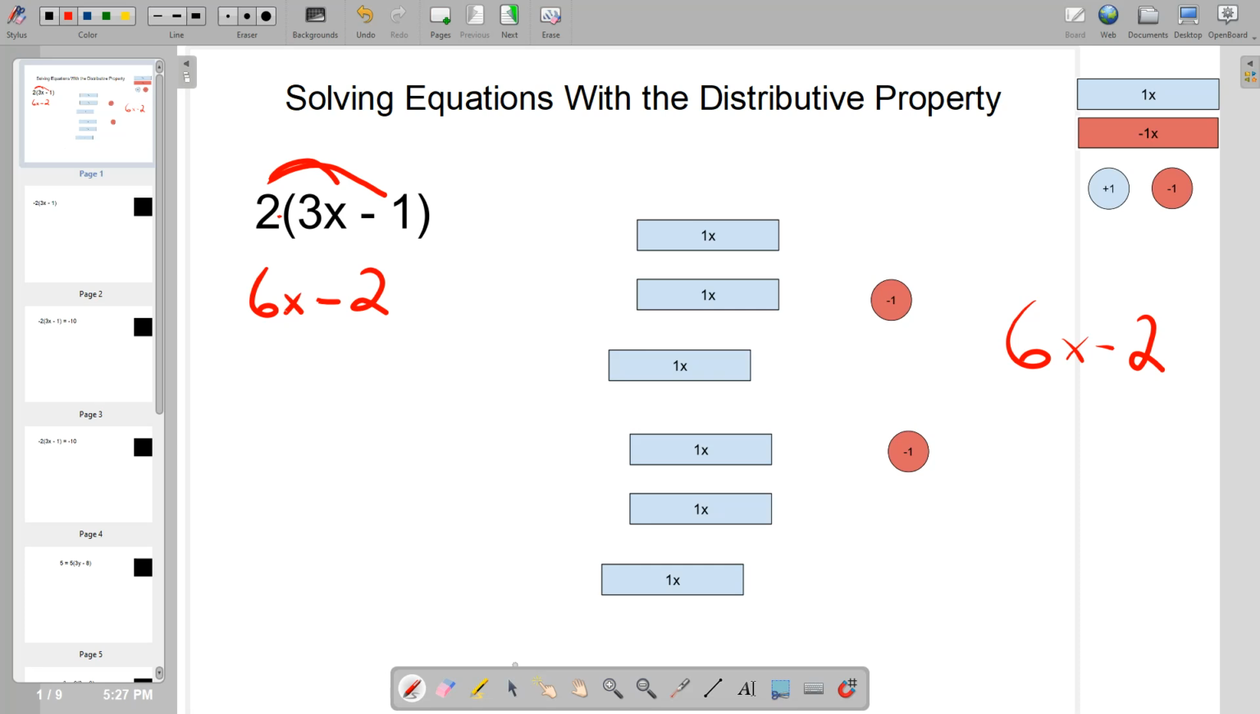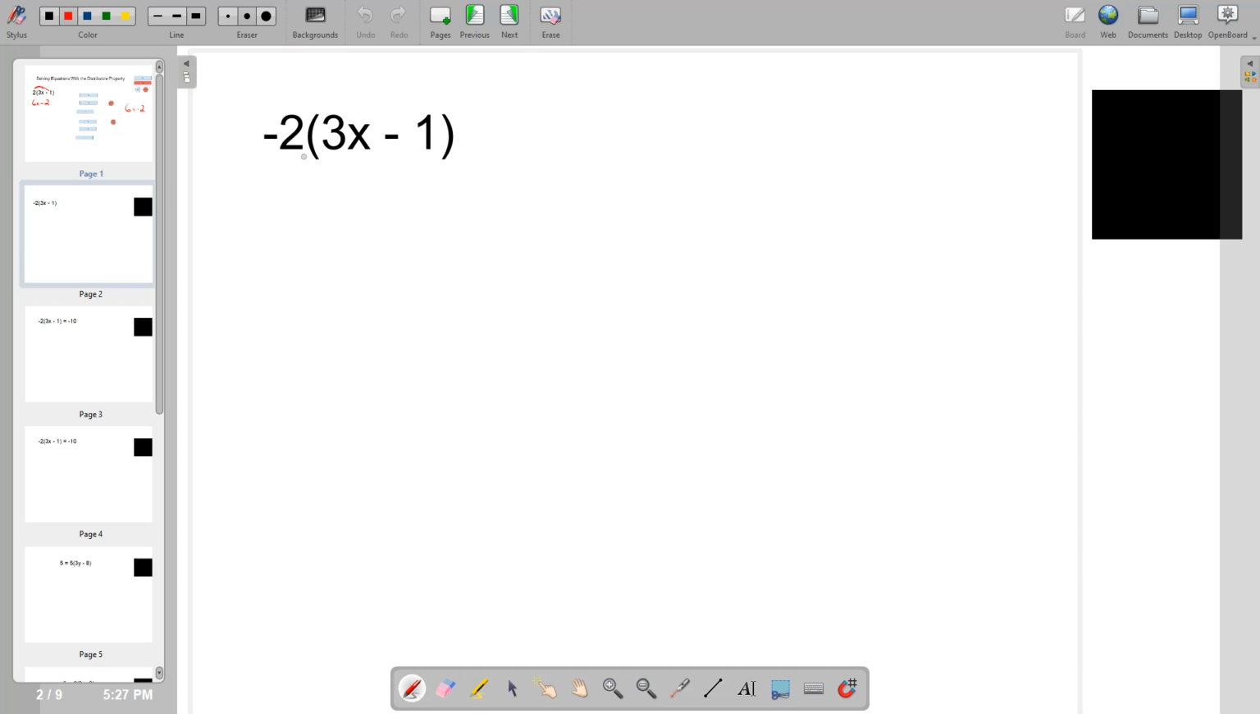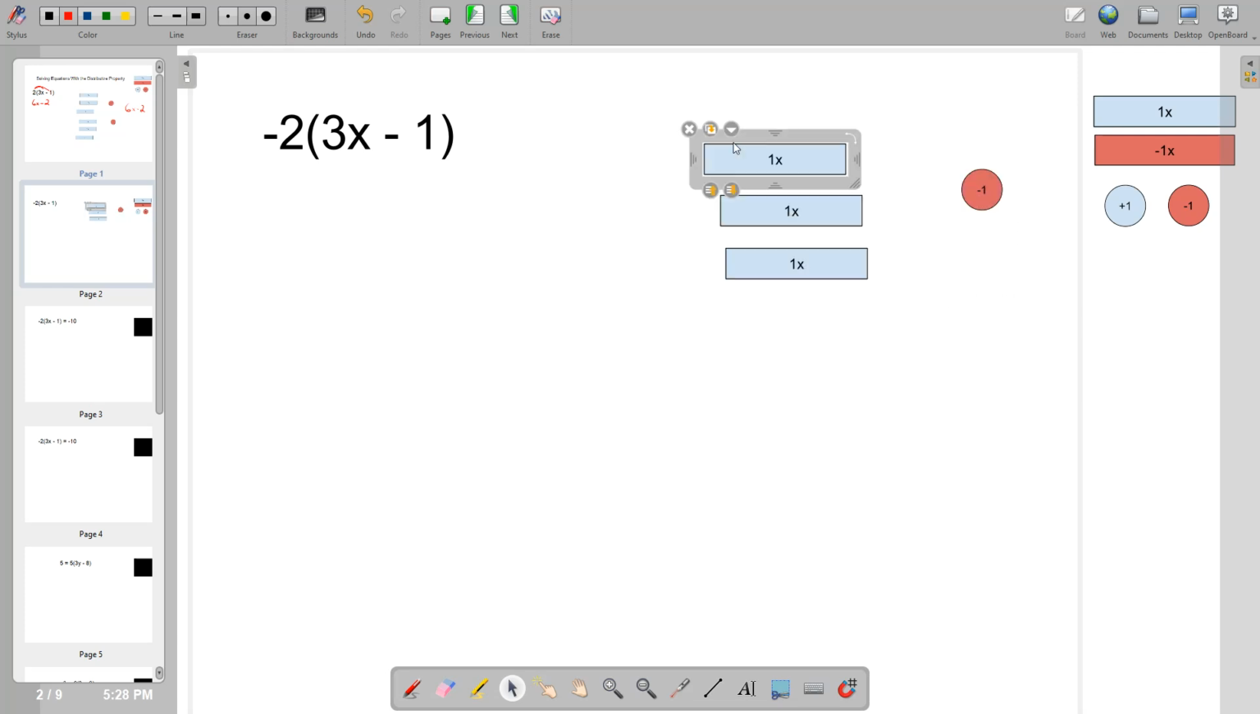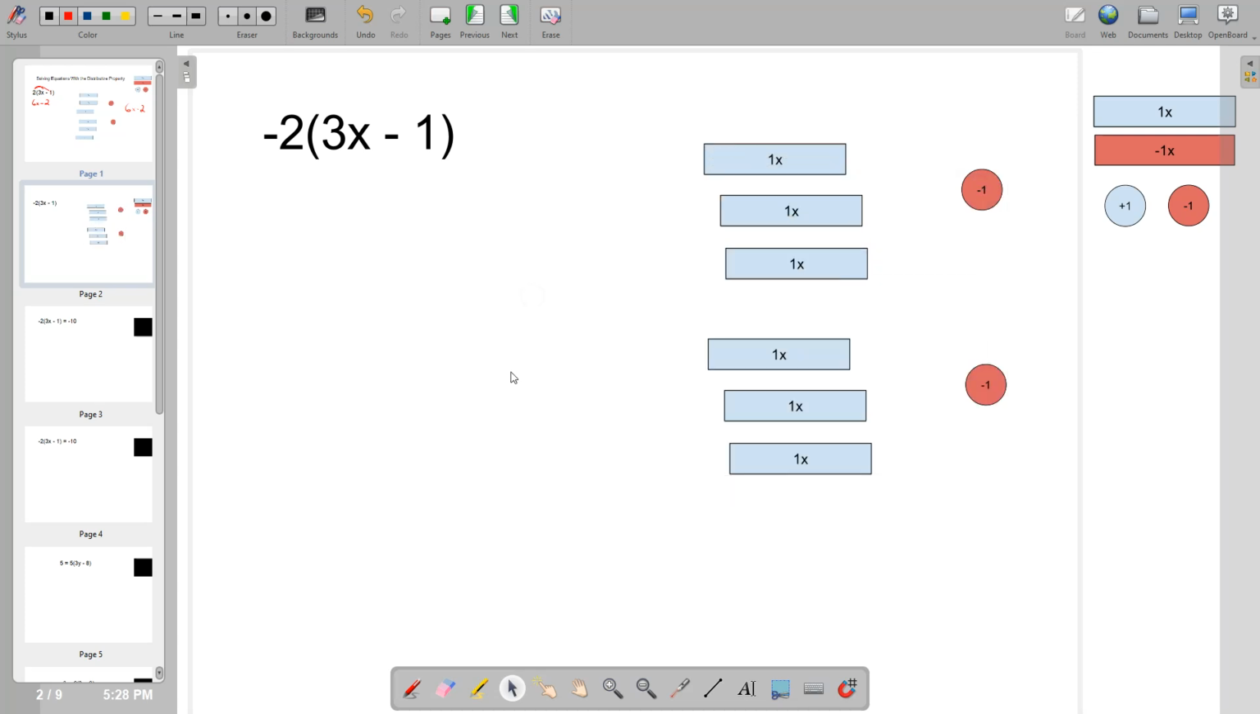If we were doing this with negative chips, we would have something that is pretty similar. When we are distributing a negative 2, everything that we did at the beginning is going to stay the same. We're going to put 3 x's next to 1 negative chip. And because we're doing the distributive property twice, we are going to copy everything one time. Now the problem is we're not actually doing it twice. We're doing it negative twice.